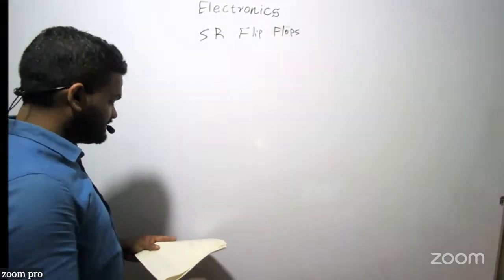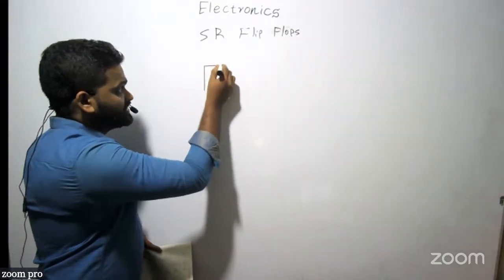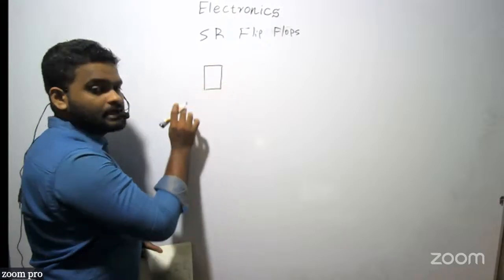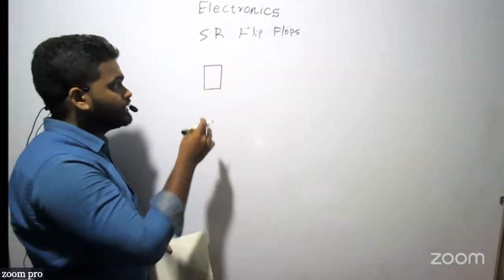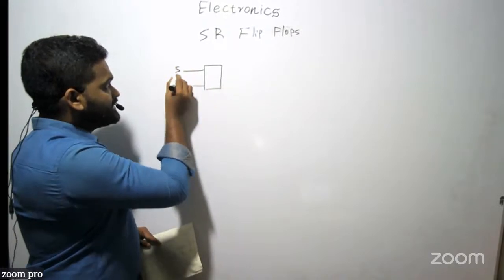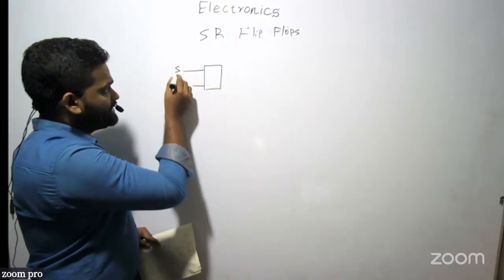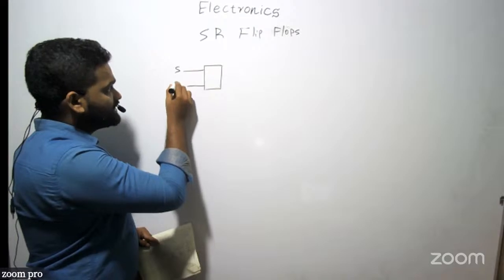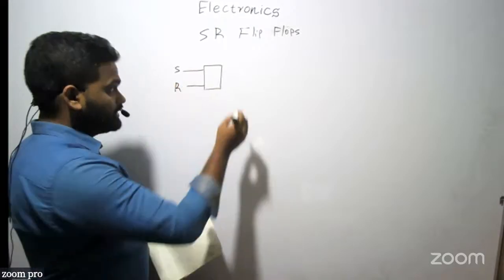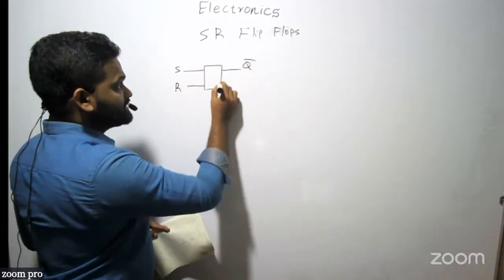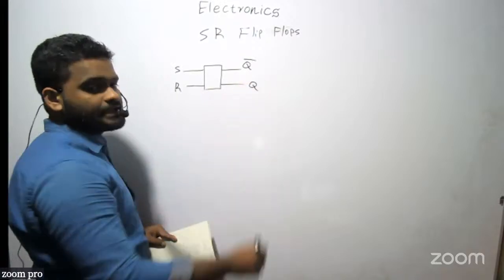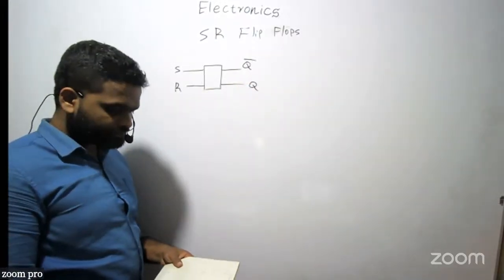So it is like this. You just need to remember the truth table here, right? Let's say this is input, we say as S, meaning set. Then you have reset, capital R. Then you have Q bar, these are the outputs. You have two outputs here as Q bar and Q.